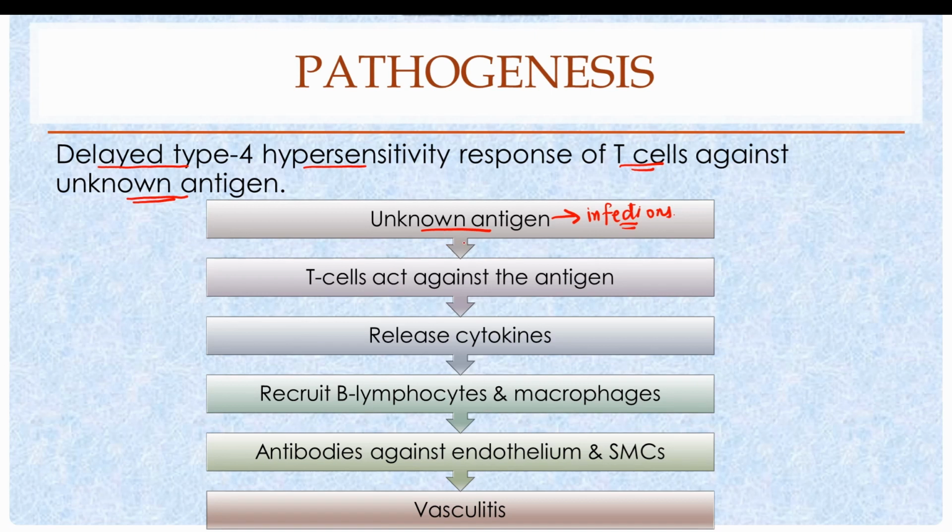So once this antigen is released into the blood, the T cells become activated and act against the antigen, hence releasing certain cytokines, causing recruitment of polyclonal B lymphocytes and macrophages. The B lymphocytes secrete antibodies against the endothelium and smooth muscle cells of blood vessels, causing damage to blood vessel wall, hence resulting in vasculitis or Kawasaki disease.